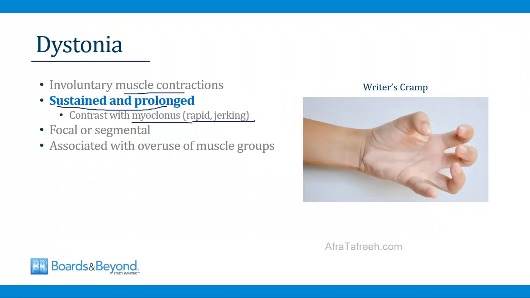And one of the classic examples of dystonia is writer's cramp, which you may be familiar with yourself. Dystonias can be focal, like writer's cramp, or segmental, involving a portion of the body. And in general, they are usually associated with overuse of muscle groups.